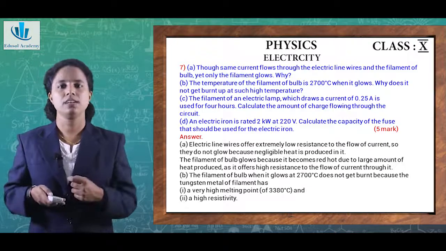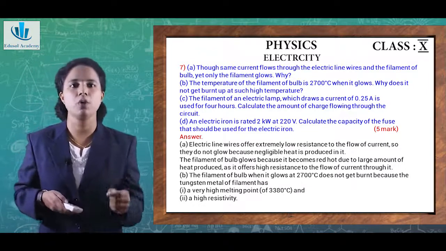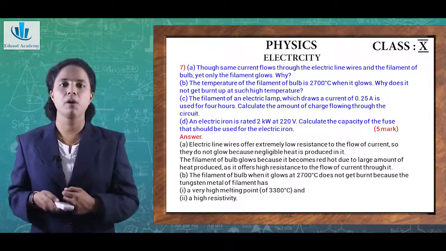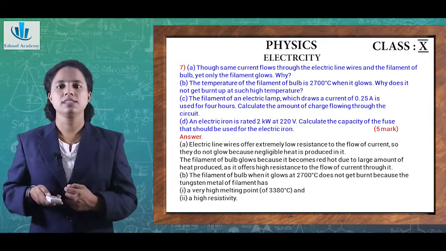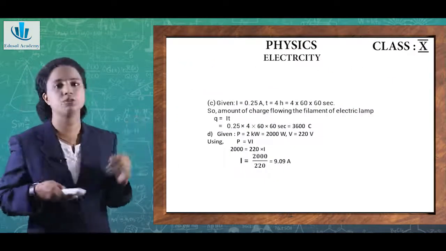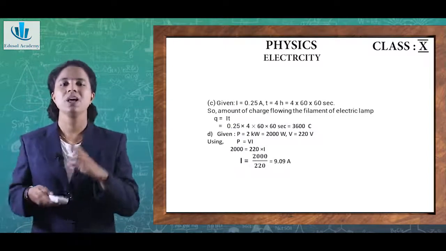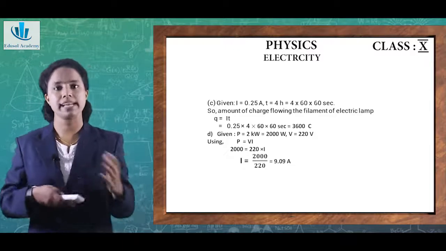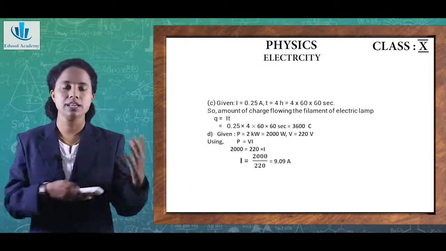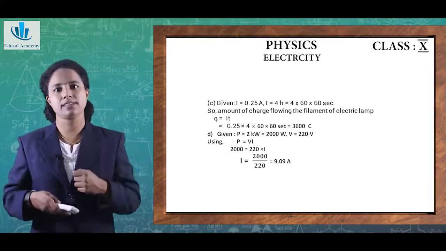So the third part is, the filament of an electric lamp which draws a current of 0.25 ampere is used for 4 hours. Calculate the amount of charge flowing through the circuit. So we are already given current as 0.25 ampere and the time is given as 4 hours. So we need to convert it into seconds. For that we multiply it by 60 into 60. So 4 into 60 into 60 seconds, isn't it?